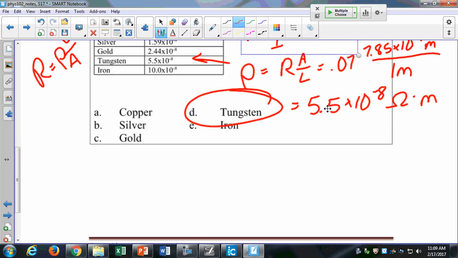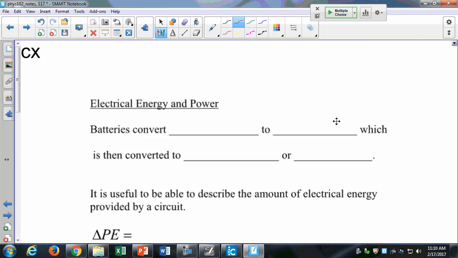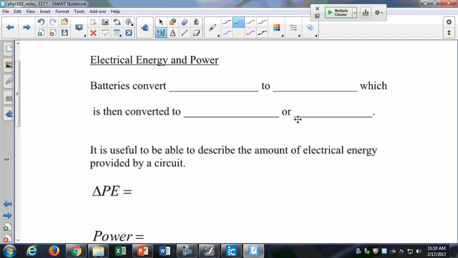All right. Good job. You probably see a problem like that. It's a nice way, if you have a metal and you don't know what it is, like if you ever just come across a metal and wonder what kind of metal this is, you measure its resistance, its cross-sectional area, and its length, you look in your table of resistivities, and boom, you got it. It's like, oh, this is copper, or this is whatever. It's useful. All right, let's look at electrical energy and power.